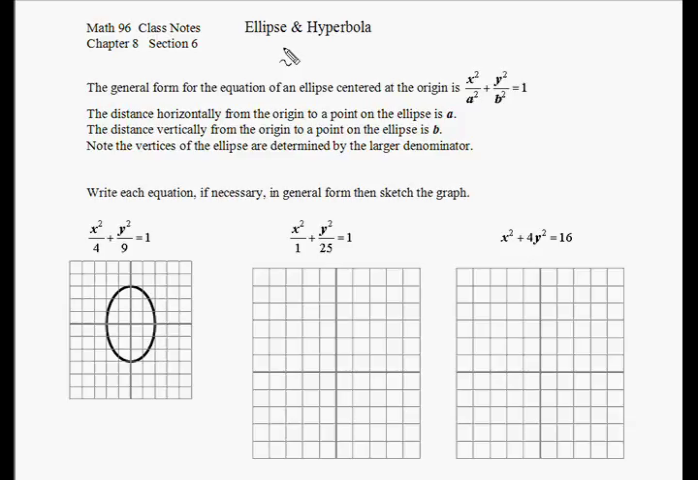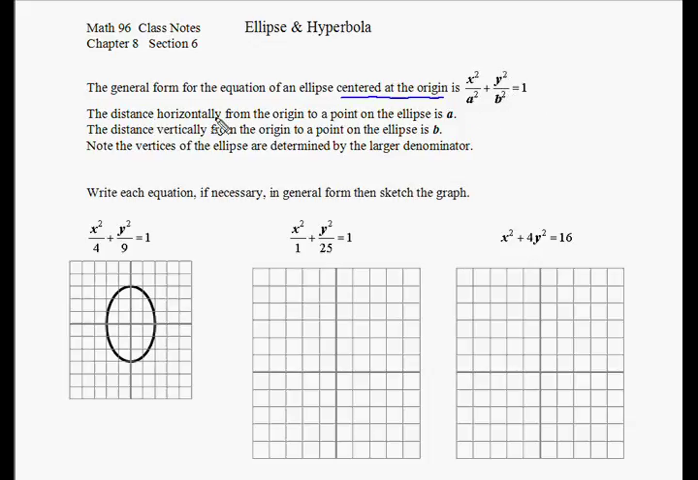Let's look at a few more graphs. We have the general form of an equation of an ellipse at the center of the origin. So all of these will be centered at the origin, even though we saw with our circles how we could have it centered somewhere else. We have our x squared on top, our a squared on bottom, plus y squared on top, b squared on bottom is equal to 1.